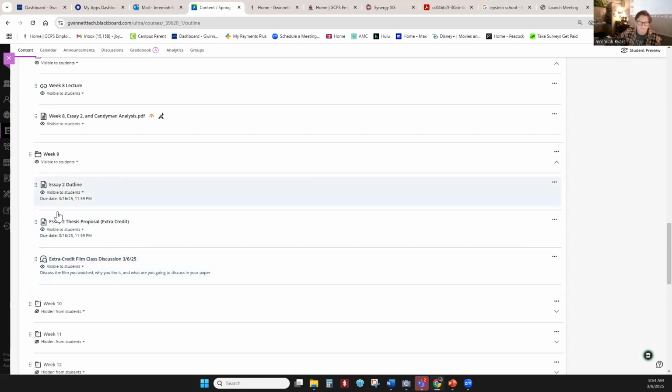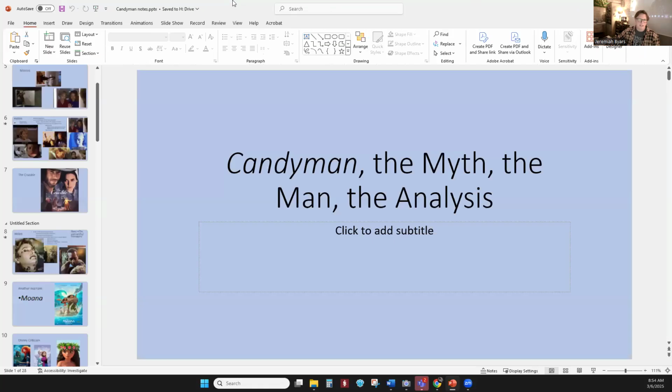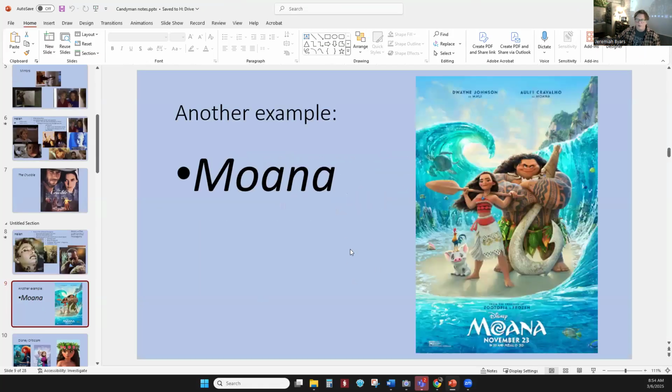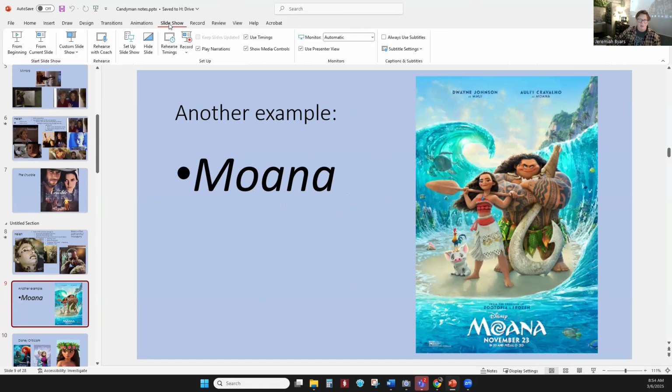1 outline. In your outline, you're going to be doing some research. So your week is still going to be filled with doing some research. And so to give you another example of what you're doing, I'm going to use the example of Moana. I've already discussed with you Candyman. And so now I'm going to do a similar analysis with Moana.